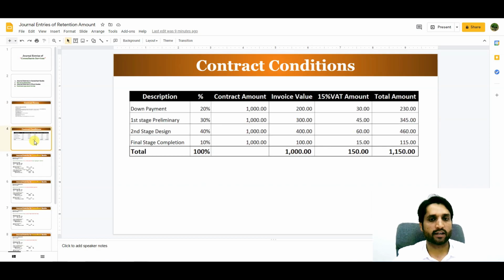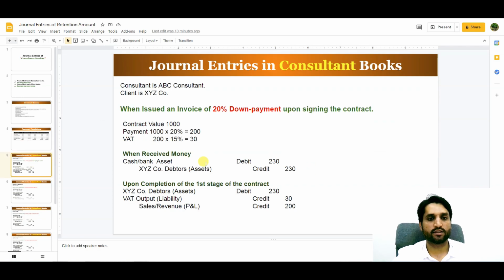Here we have summarized this in a schedule with contract conditions: down payment 20%, first payment, second payment and third payment, which is the final payment. And this is the contract amount. The invoice values will be 20%, 30%, 40% and 10%, totaling 1000, the total contract value. Here we have to include VAT, value added tax, which is 150. So included VAT is 1150 and excluded VAT is 1000. Let's move further and see the journal entries.